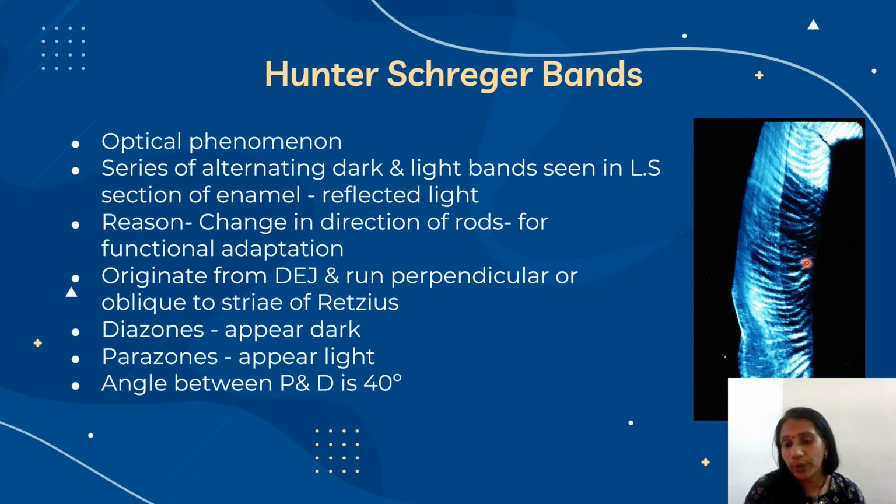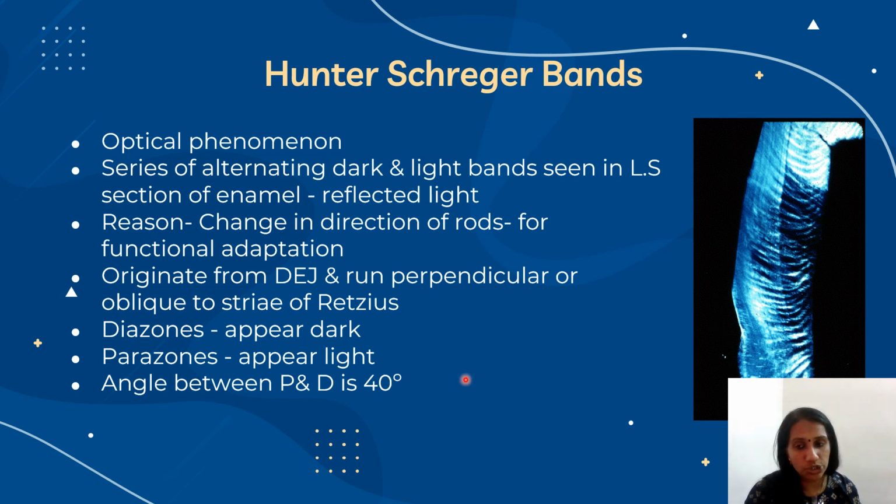Now, why do you get such a band? That is because there is a lot of change in the direction of these enamel rods. There is an abrupt change in the direction of the enamel rods, which produces such an optical phenomenon. Looking at the location, they arise from the dentino-enamel junction and move towards the surface of the enamel, extending up to 2/3 of the enamel. The black bands are called diazones and the white bands are called parazones. And the angle between the two is considered to be 40 degrees.